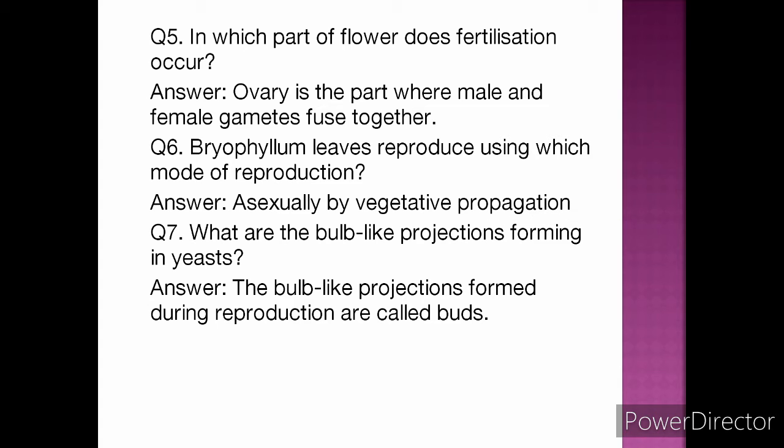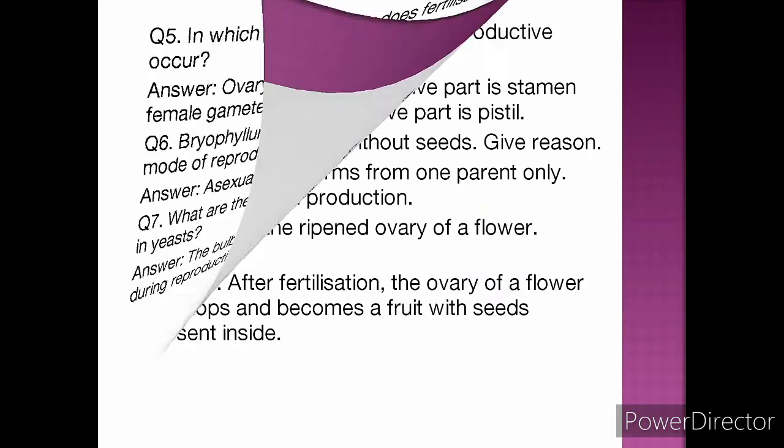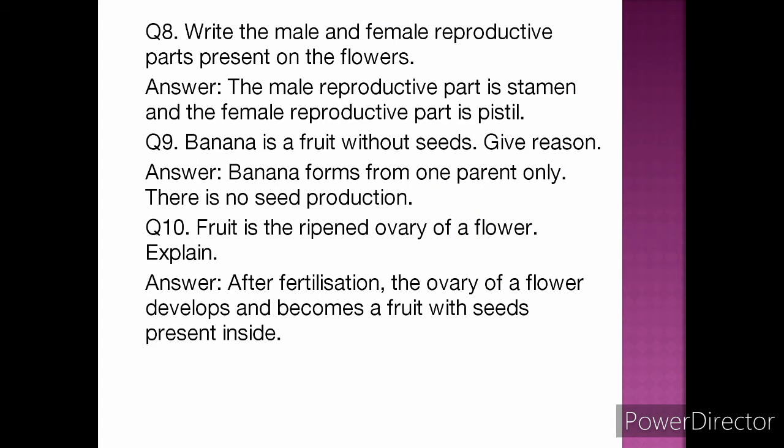Seventh is what are the bulb-like projections forming in yeast? So you just have to name the bulb-like projections. We have discussed them in detail in the previous videos. So they are the buds. Next, question number 8 is write the male and female reproductive parts present in the flowers. So they are the stamen and the pistil. Stamen is male and pistil is female. So you just have to write these answers like this.